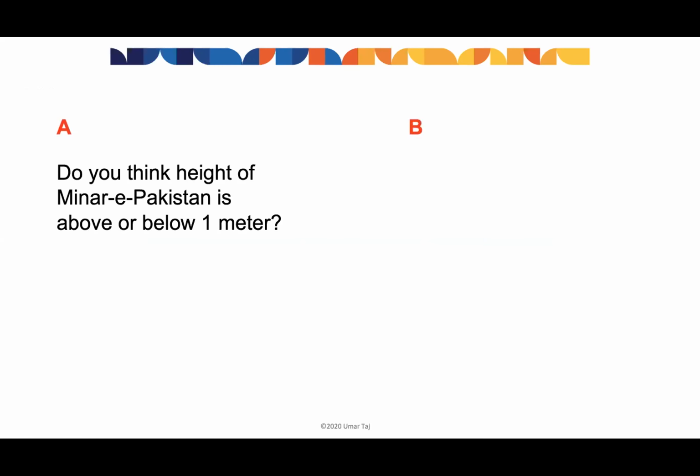To one group, which was around 800-900 people, I asked, do you think that the height of Minar-e-Pakistan is above or below 1 meter? I first asked this question. Most of the people said, yeah, well, it's above 1 meter. Almost everybody said it's above 1 meter. And then I asked them, well, what do you think is the height of Minar-e-Pakistan? Okay. And I just recorded that answer. That's it. Job done for group A.